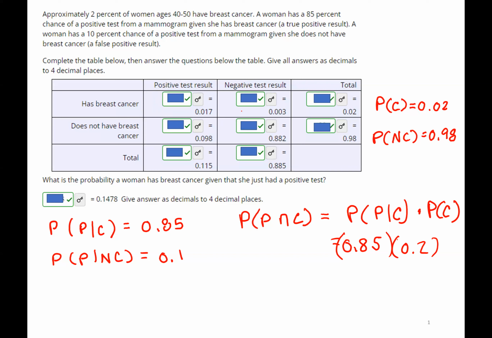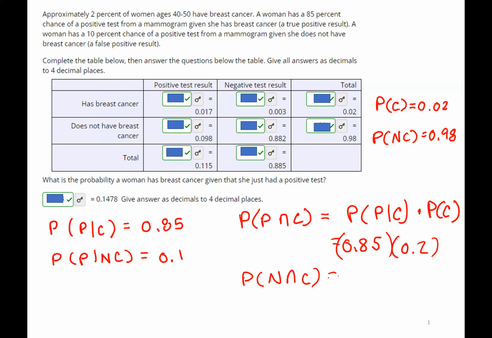Okay, so then we might want to find that one. That's the intersection of breast cancer and a negative result. So the probability of me having a negative result and having this cancer. So that's the intersection of a negative result and having the cancer. So negative result, but having cancer. It's the intersection. And you can even think of that cell as the intersection of that row and that column.